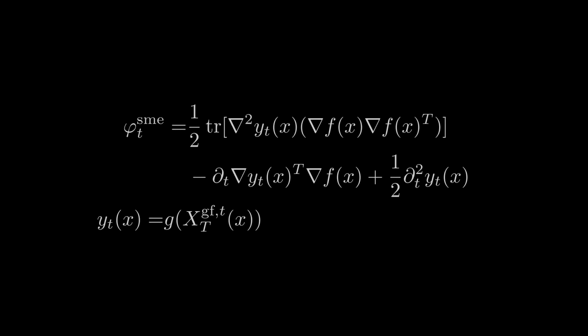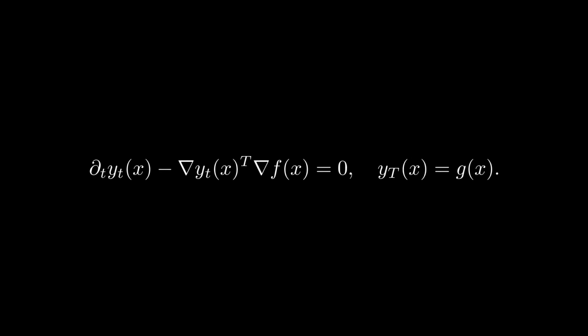Let's sketch the proof of this result, in the gradient flow case for simplicity. The Feynman-Kac formula implies that the derivative of y with respect to the initial time minus the inner product of nabla y with nabla f vanishes.